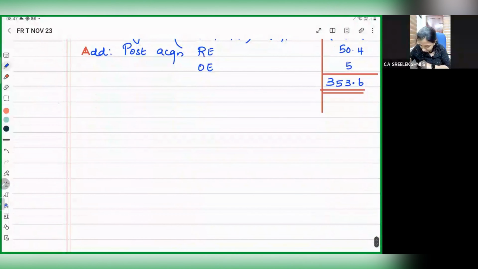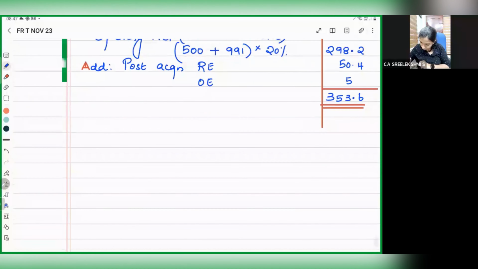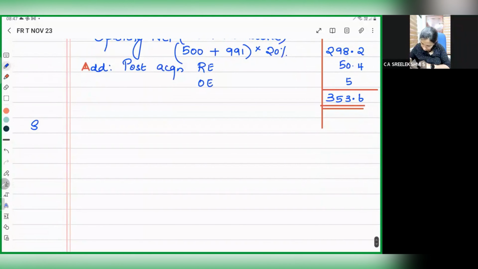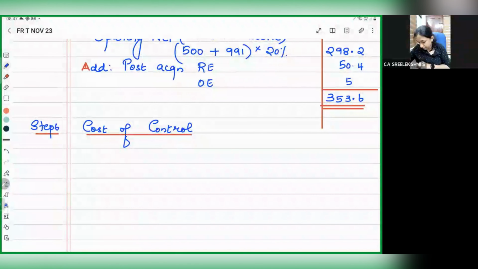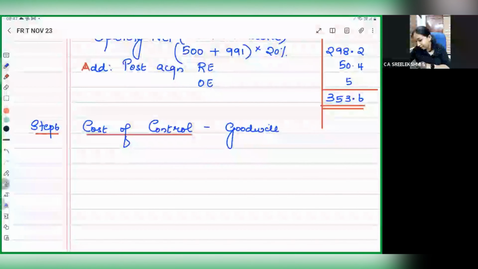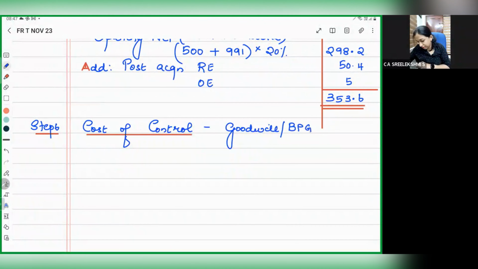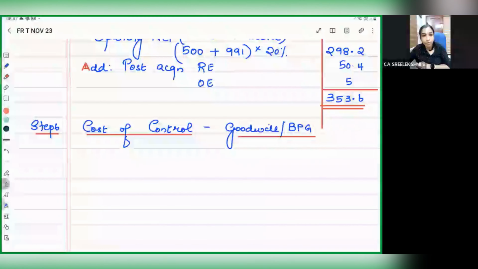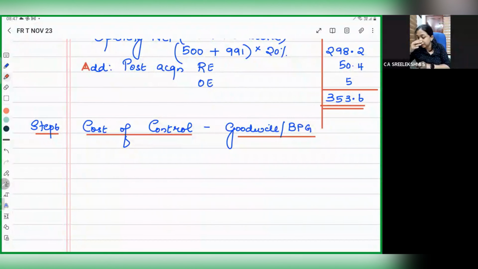Okay, step 6. What is step 6? Cost of control. That is computation of goodwill or bargain purchase gain.